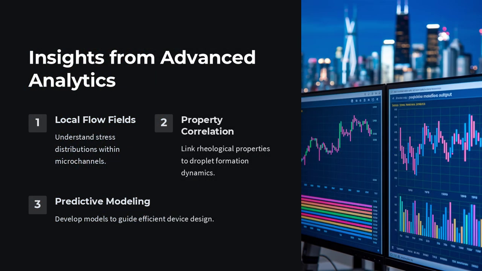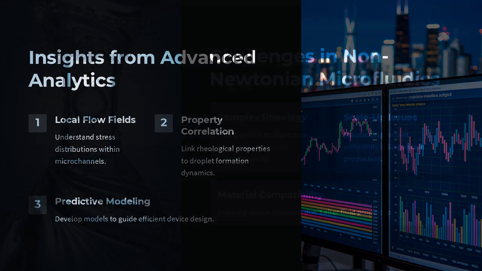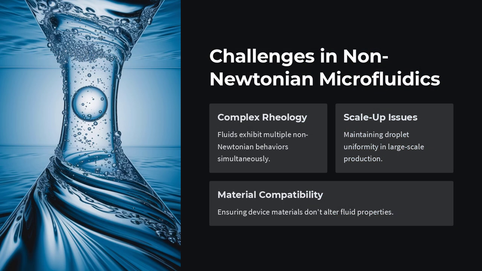Real-world applications of non-Newtonian fluid behavior and droplet microfluidics are as varied as they are impactful. In the field of tissue engineering, hydrogels, typically non-Newtonian fluids, are used to create microenvironments that support cell growth and differentiation. These hydrogels often exhibit shear-thinning behavior, which facilitates their flow through microchannels and enables the generation of droplets that serve as miniature scaffolds for cells.